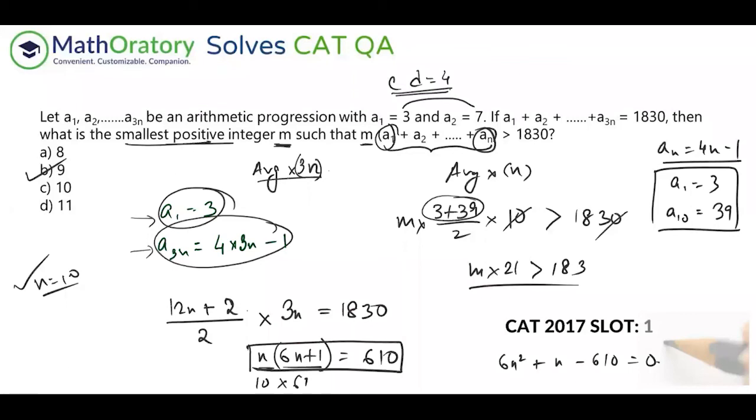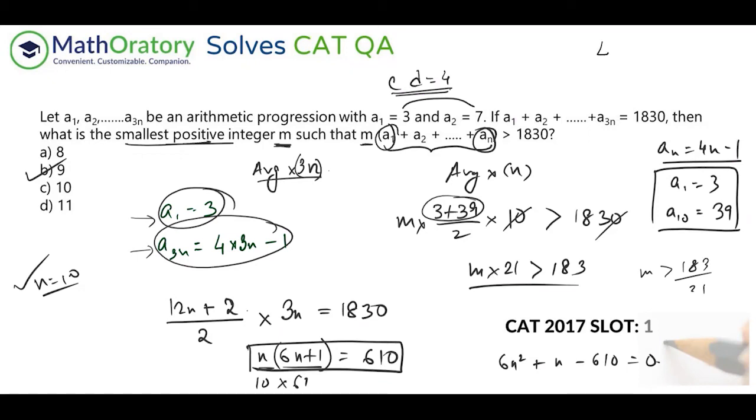If you're not good with it, then you can just divide: m is greater than 183 by 21. This is roughly 8 point something, so greater than that should be 9, because you're looking for an integer value. So that's it for this question. Depending on the way you're solving it, you can use a plus n minus 1 into d. I'm not asking you not to, but that will be a little slower in this case, because 4n minus 1 is very helpful in a lot of different questions.